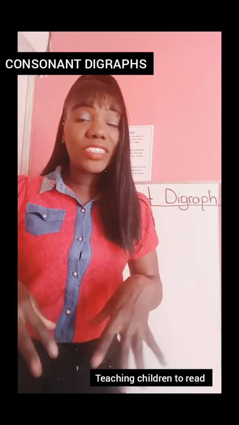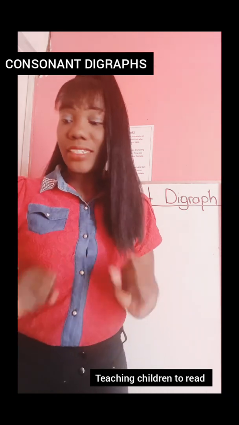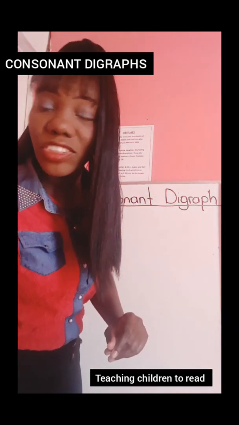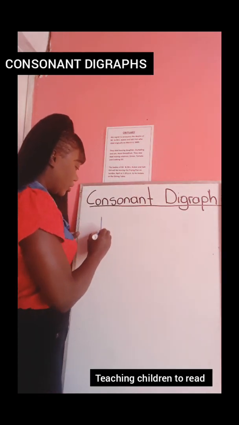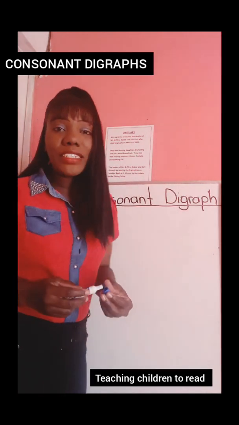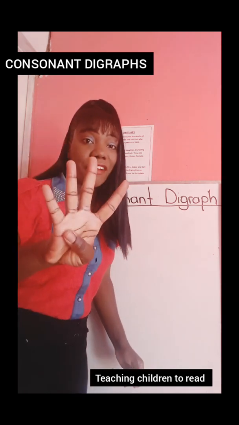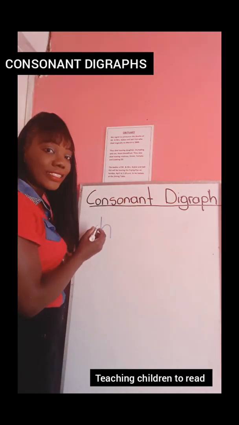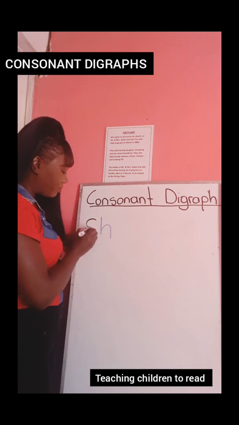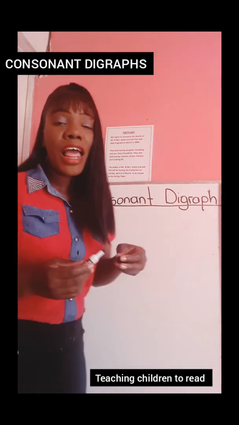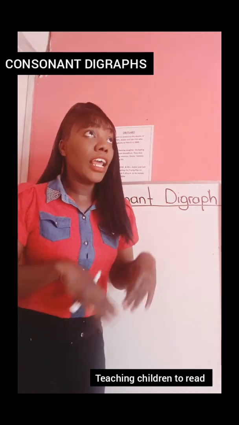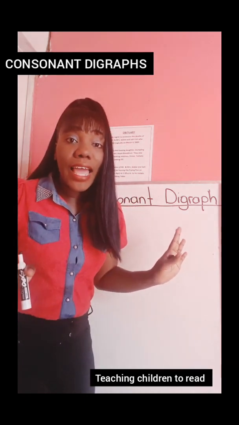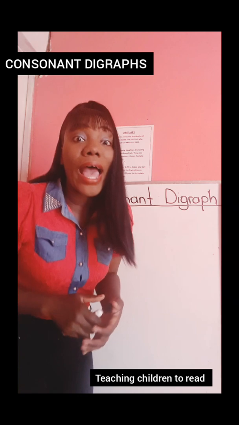Well, it's not my story, I saw it on YouTube, but I put my twist to it. Now, once upon a time, there was Mr. H. Now, Mr. H had 4 friends. The first friend was Miss S. Now, S and H, they love to read. So they always go to the library. Whenever they go to the library, they always have to be quiet.